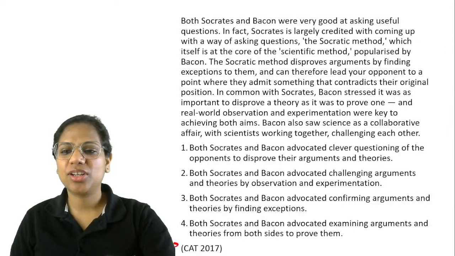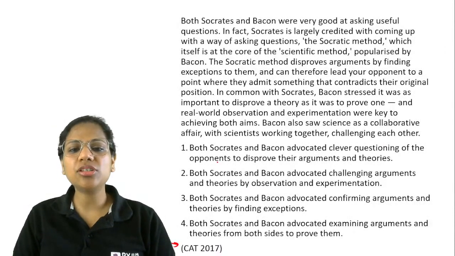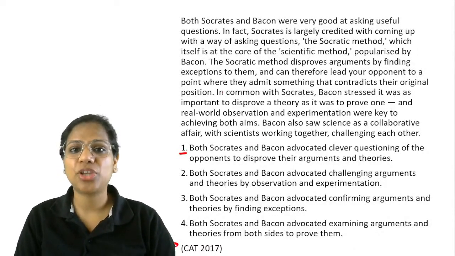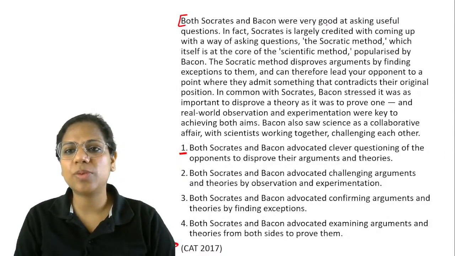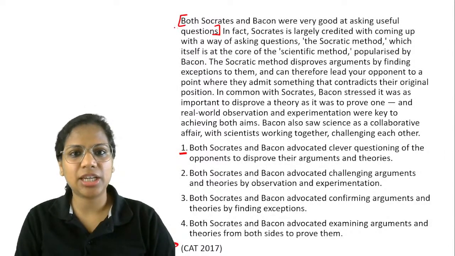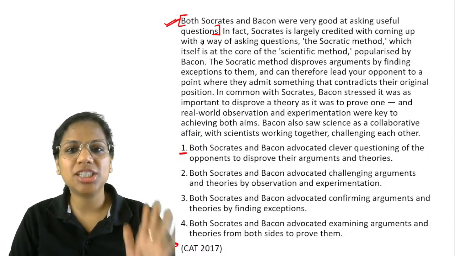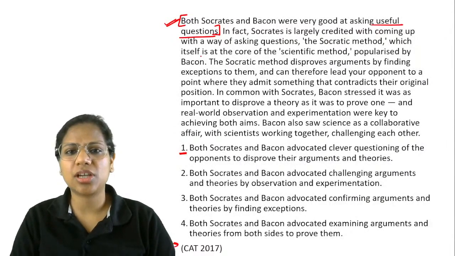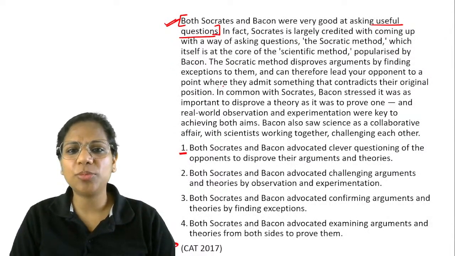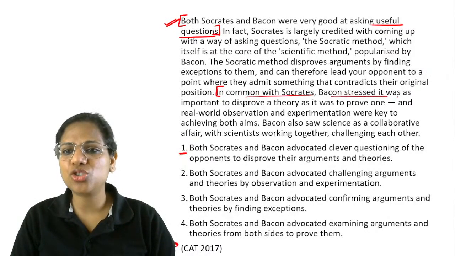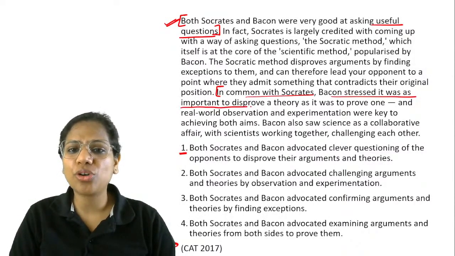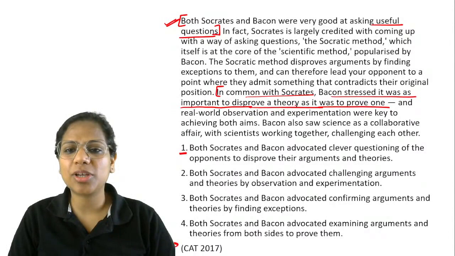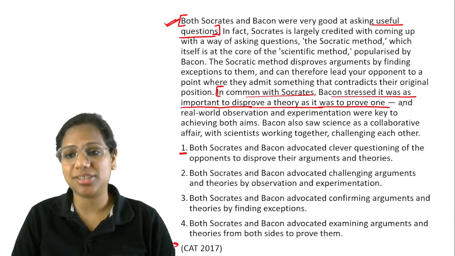Now, let's see. Basically, the focus of the summary is on what both Socrates and Bacon said. Both Socrates and Bacon were very good at asking useful questions, right? So we have to read this carefully, that they were very good at asking useful questions. What kind of questions are they asking? In common with Socrates, Bacon stressed that it was as important to disprove a theory as it was to prove one. So probably they were asking some questions that might result in disproving that theory.